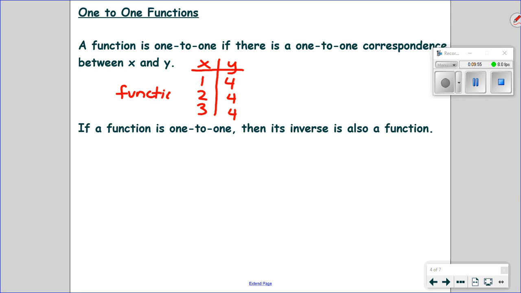So this table does represent a function. It does follow the rule. For each input, there's only one output. But this is not a one-to-one function. A function is one-to-one if there is a one-to-one correspondence between x and y. So that means all your inputs have to be different and all your outputs have to be different. So that's what we mean by there's that one-to-one correspondence between the input and the output. So this would be an example of a one-to-one function.